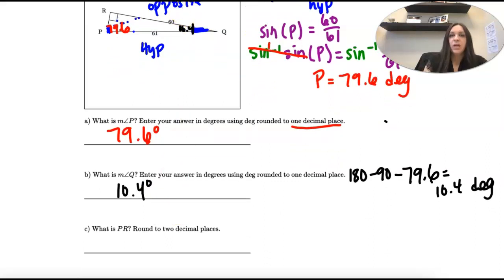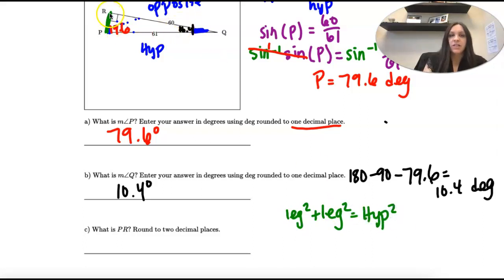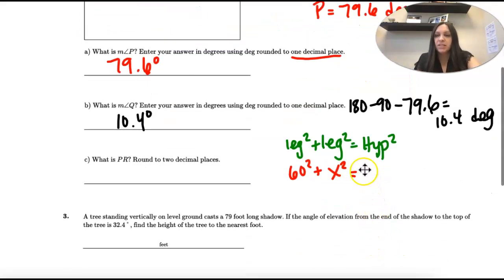Okay, what is PR? So this last side length. So we can use trig, or we can use the Pythagorean theorem, which is when you take the 2 legs squared, and that equals the hypotenuse squared. So the legs are these sides that make up the right angle. So 60, and then what we're trying to find, R to P or P to R, I'm going to call it X. And the hypotenuse is 61.